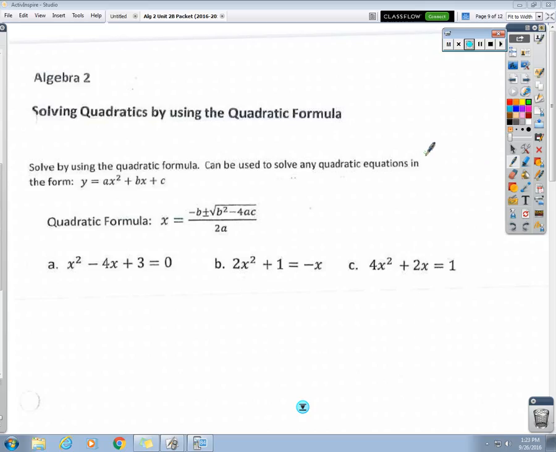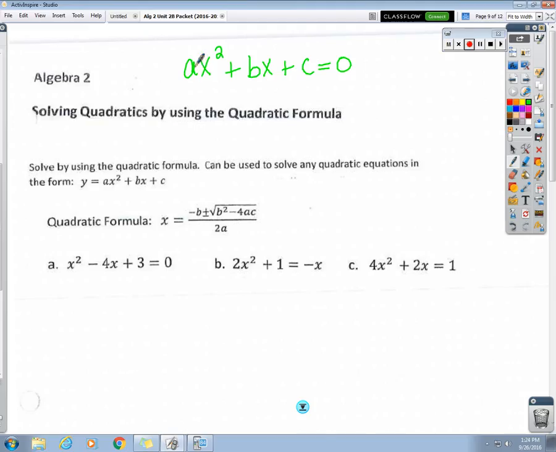Today we're going to solve quadratics by using the quadratic formula. Okay? This is something you've learned before. However, you really have to pay attention to understand this. Okay, remember, a quadratic equation is written like this in standard form: ax squared plus bx plus c equals 0.